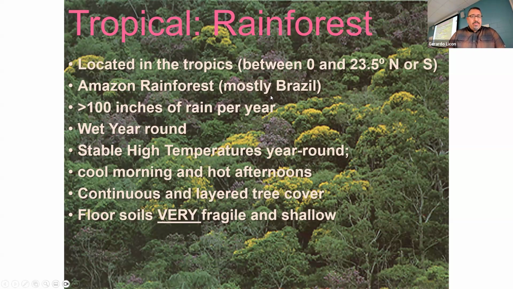The Amazon rainforest is mostly in Brazil, gets more than 100 inches of rain per year, wet year round, stable high temperatures. So they don't have much of seasons. They have a greater temperature change between morning and middle of the day than they do, say, between winter and summer.